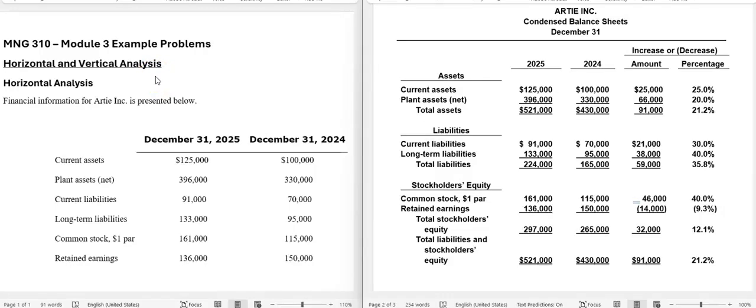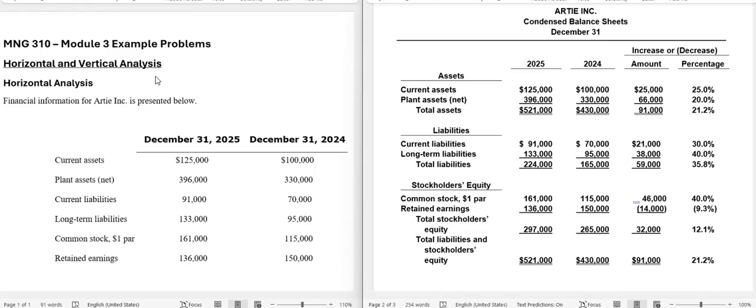All right, let's take a look at some examples of horizontal and vertical analysis. This is a tool that can be used to compare a company's financial statements from one year to the next. So horizontal analysis, the example we're going to look at presents the balance sheet, but this can be done on any of the financial reports. Ultimately, what horizontal analysis does is it compares one year's to another year's results.